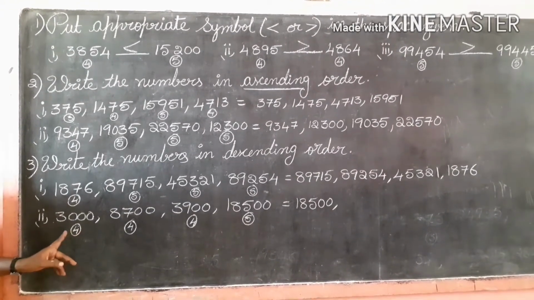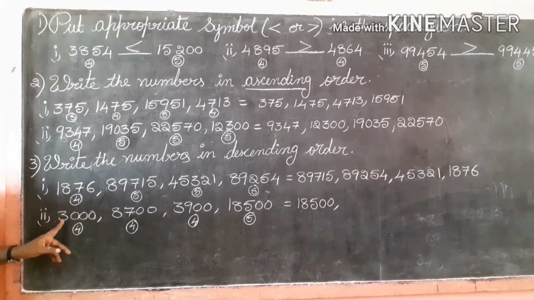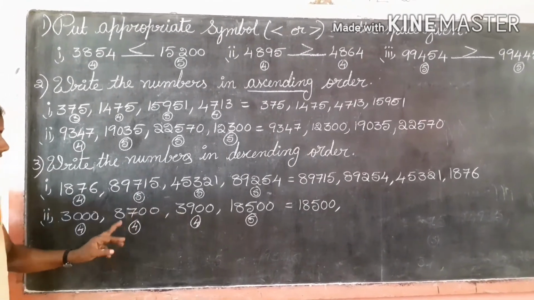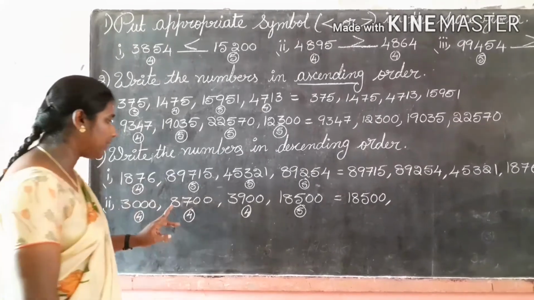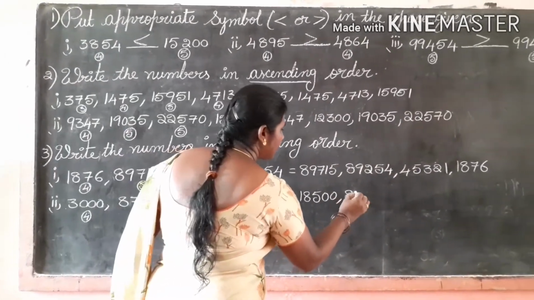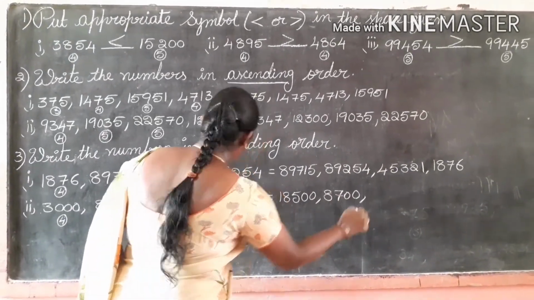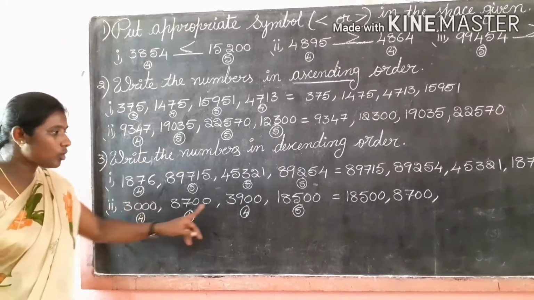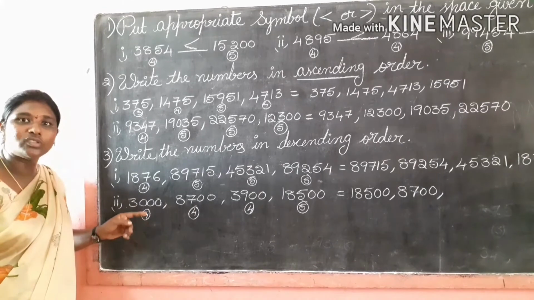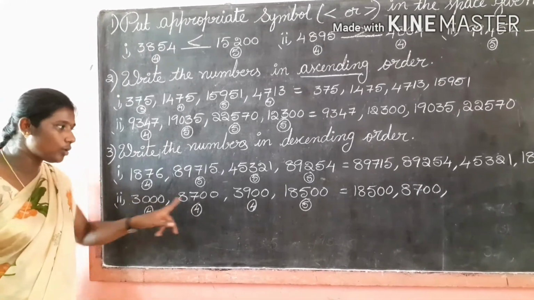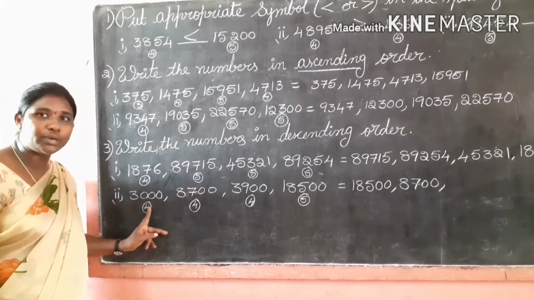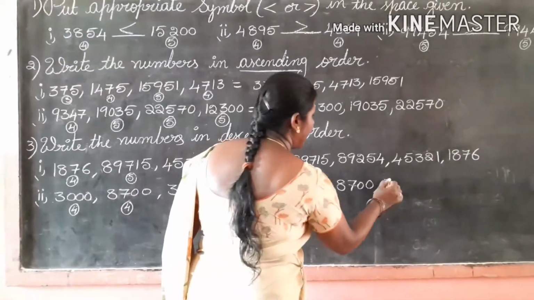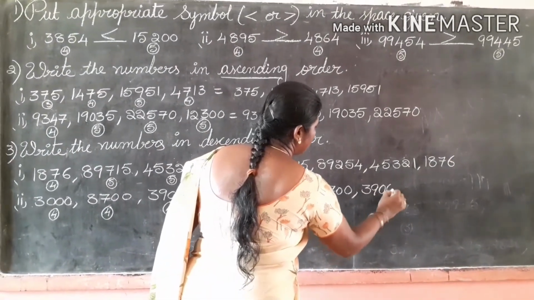Next, the remaining 3 numbers contain 4 digits. Now in this we have to check their leftmost places. Here 3, 8, 3. Now in this, which is the biggest one? 8 is the biggest one. Then we have to write 8,700. Next, 3,900 and 3,000 are there. These two have equal first numbers. We have to check their next place. Here it is 0, here it is 9. Which is the big number, 0 or 9? 9 is the big number. Then we have to write 3,900. Next, 3,000.